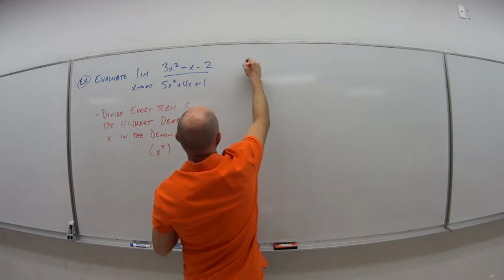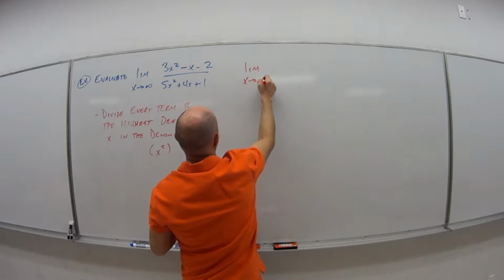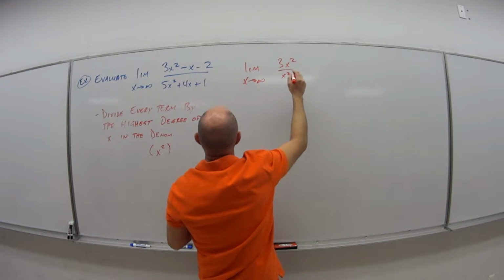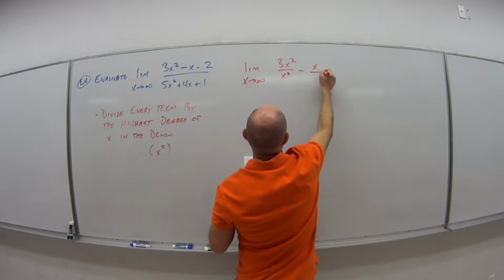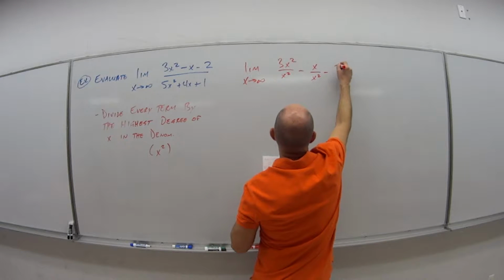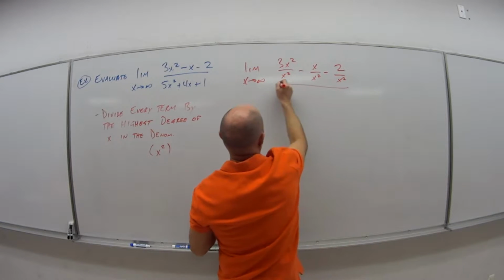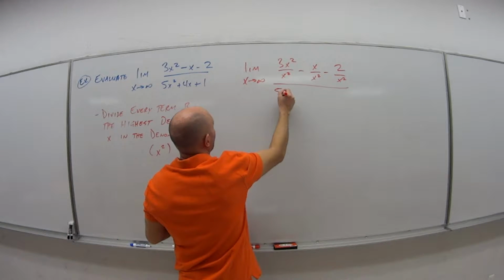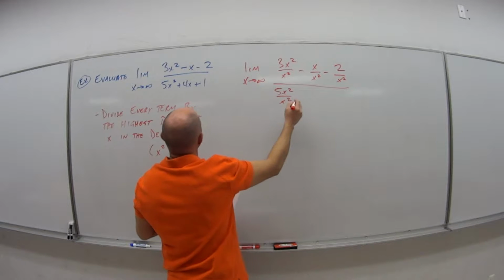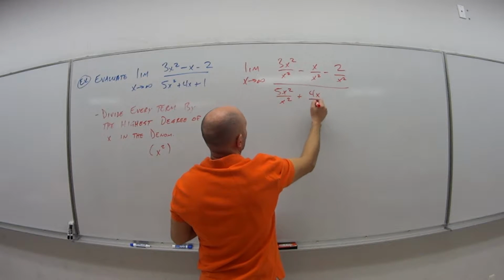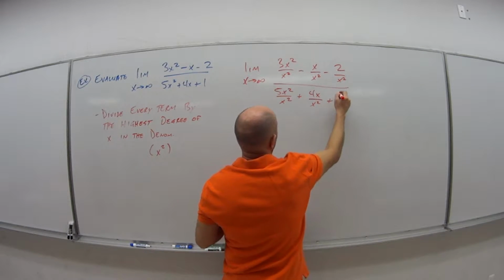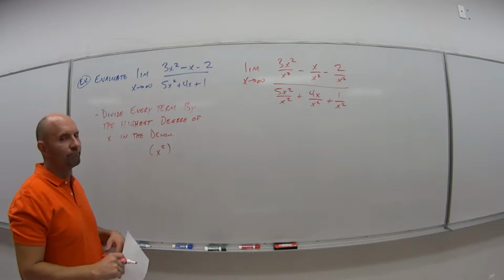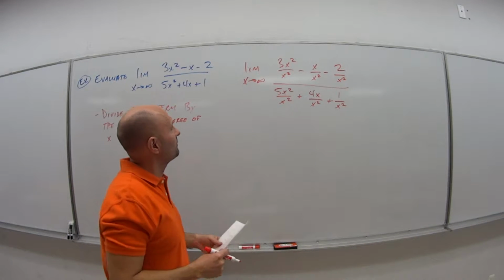So I have the limit, as x goes to infinity, of 3x squared over x squared minus x over x squared minus 2 over x squared. Do the same thing in the denominator. So 5x squared over x squared plus 4x over x squared plus 1 over x squared. Looks like a big mess, but let's simplify it.